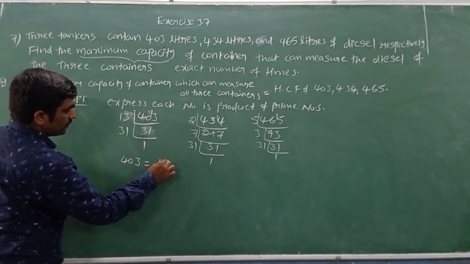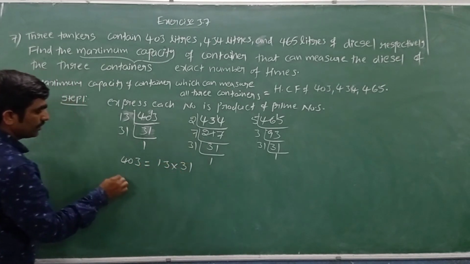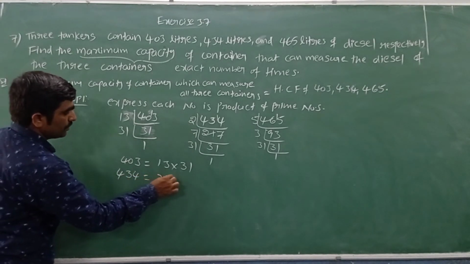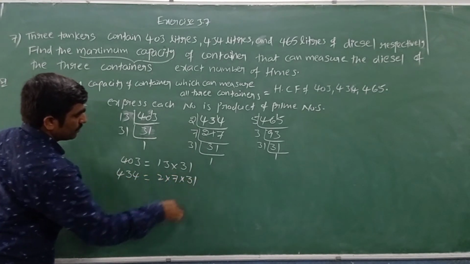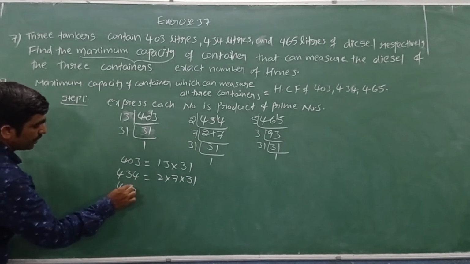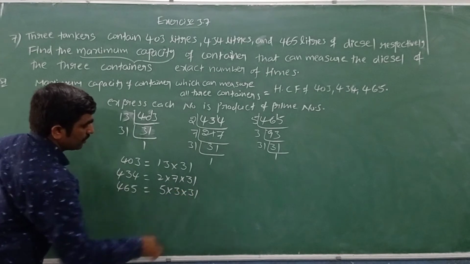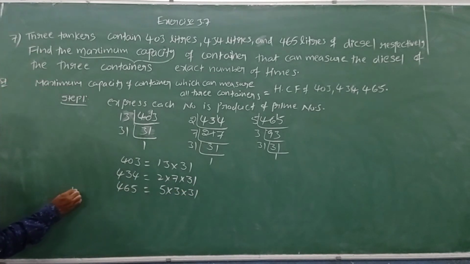403 is equal to 13 into 31. And the second container, 434, is equal to 2 into 7 into 31. The last number, 465, is equal to 5 into 3 into 31. Now, what is the HCF? Let us go for step 2.